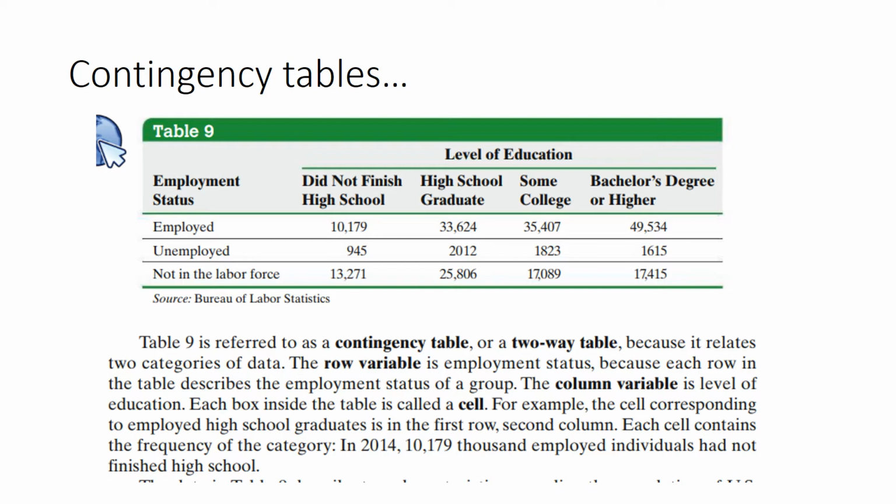Here we address something that's covered in the book but not in any of the videos that we looked at yet. It's called contingency tables, and this is an example of a contingency table from your book. Since it's called a contingency table, that means it depends, and it's a two-way table because it relates two categories of data. This is the employment status, and that's the level of education. The row variable is the employment status, and the column variable is the level of education. Each box inside the table is called a cell.